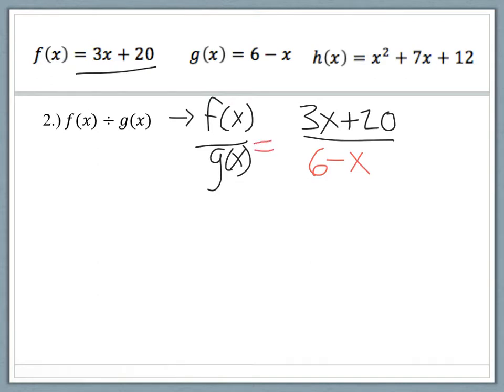The only thing I have to double check now is to see if I can simplify it. Well, I have a package deal on the top and the bottom, and they don't match. So now I just need to see if I can factor or take a GCF out. Well, 3 doesn't go into both 3 and 20, so I can't factor anything out. So I can't simplify this anymore. So this is my final answer. That's all you got to do with division.